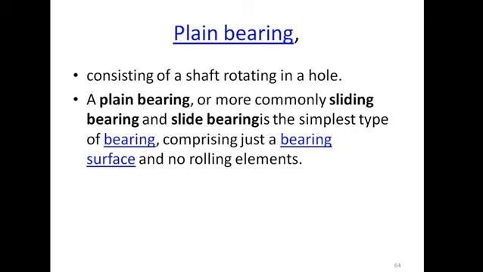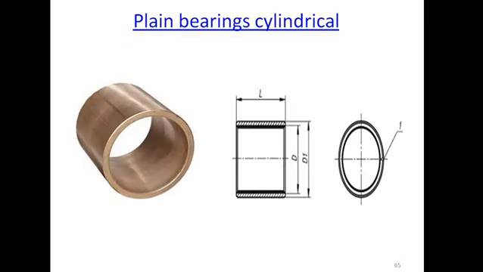A plain bearing consists of a shaft rotating in a hole. A plain bearing, or more commonly a sliding bearing or slide bearing, is the simplest type of bearing, comprising just a bearing surface and no rolling elements. Here there is contact only between the shaft and the hole. Here I have shown a plain bearing, cylindrical.